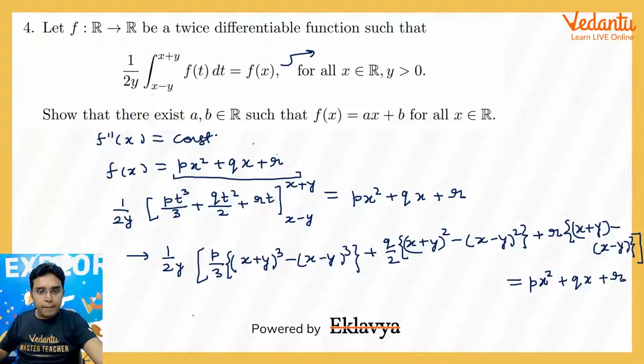Now please see what we will be getting after simplification. 1 upon 2y here, and p by 3 into x cube will get cancelled. The other term will be 3x square y, and here it will get added because there will be 2 minus minus, so plus. So here we will get 6x square y, and then 2y cube also.